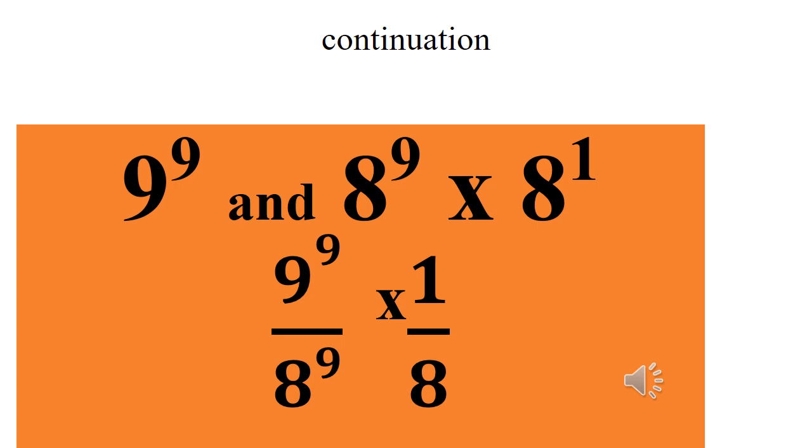are together. So if you want to put it as denominator, we can just put 1 on top of that 8 to make it 1 over 8, since we are putting it as denominator of 9 raised to power 9.